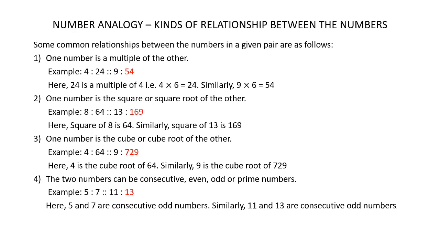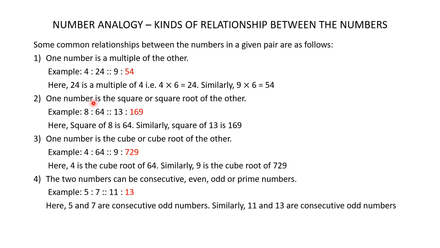In number analogy, there are various kinds of relationship between the numbers. So let's learn some common relationships between the numbers in a given pair. One number is a multiple of the other. For example, if 4 is to 24, then 9 is to what? First, observe the first two terms. You'll see that 24 is a multiple of 4. That is, 4 multiplied by 6 is 24. Similarly, 9 multiplied by 6 is 54. So if 4 is to 24, then 9 is to 54.